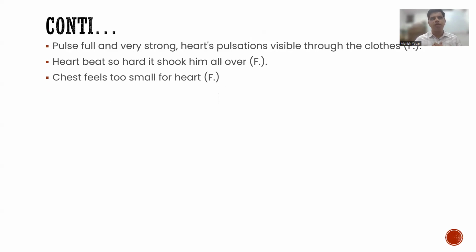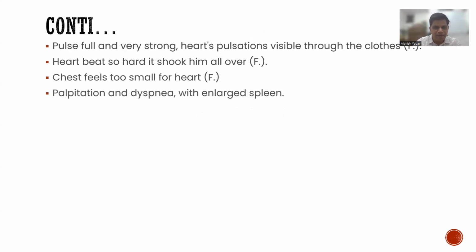Now here, don't give Cactus. We can think of Cactus, but no Cactus. Understand the organ problem. Where is the problem? Palpitation, dyspnea with enlarged spleen. So this is the crucial symptom. Palpitation is there, dyspnea is there, and enlarged spleen is there. So you find these components concomitant, you think of Ceanothus.